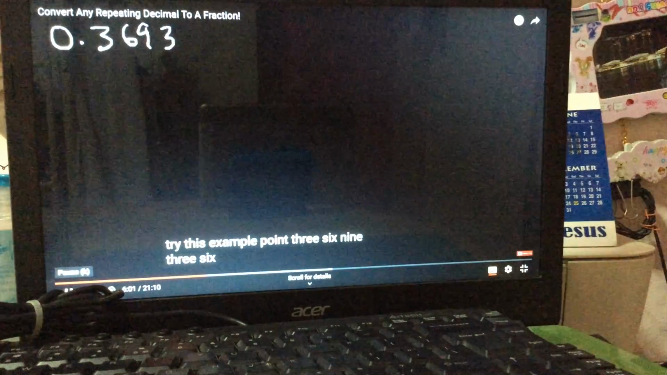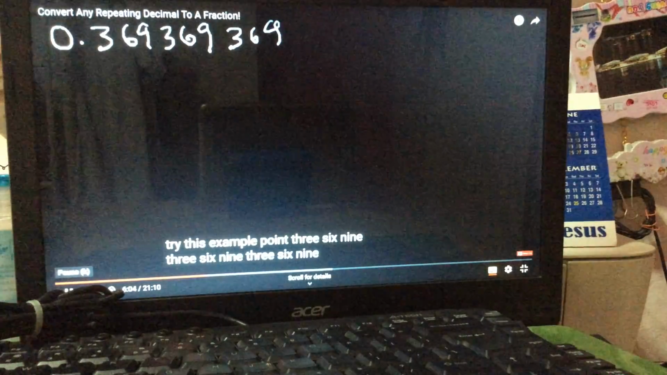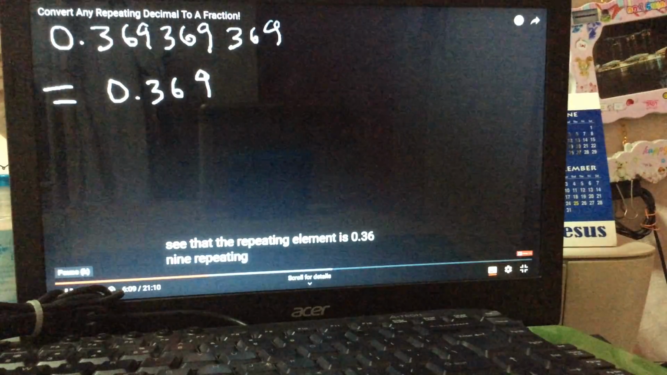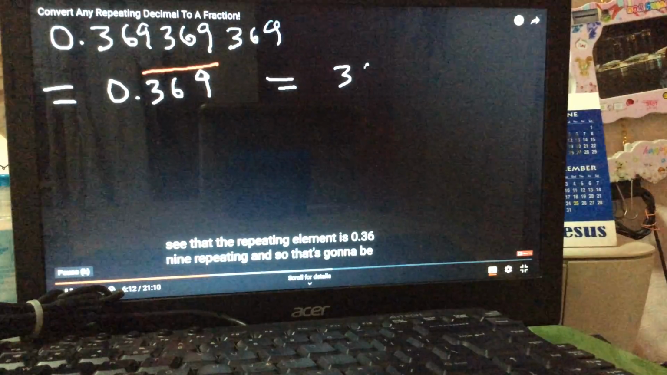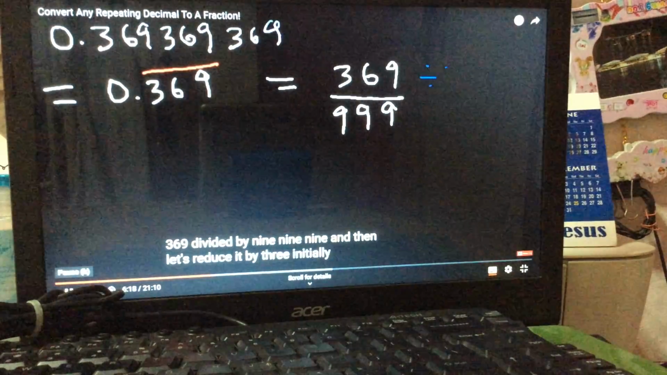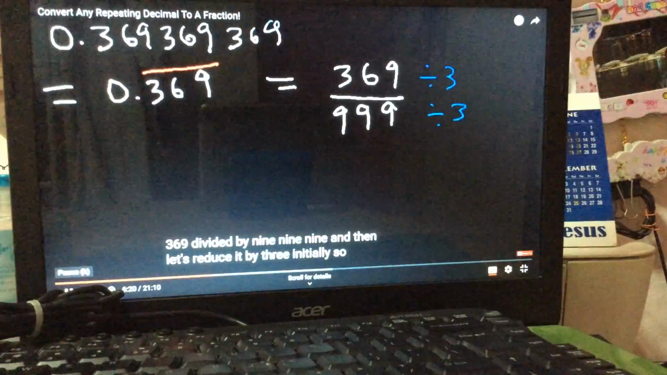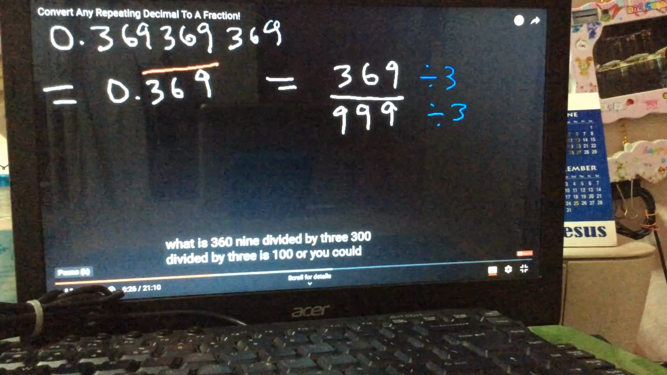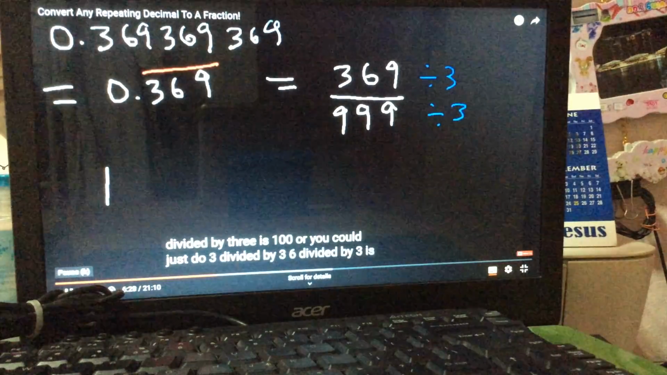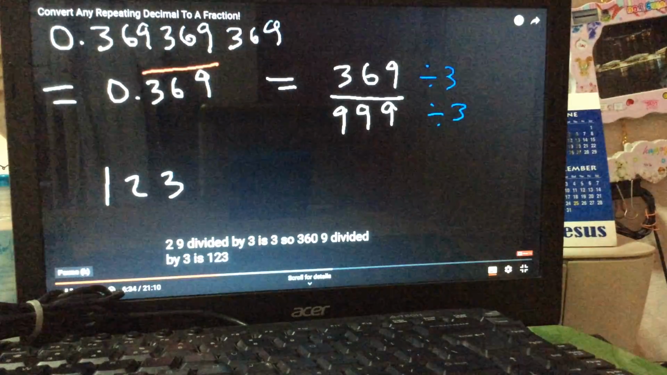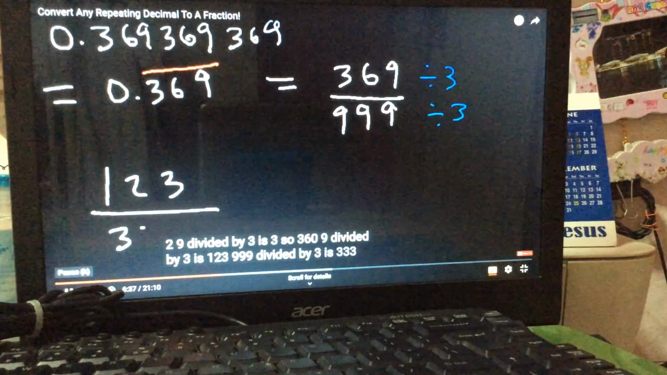Try this example. 0.369, 369, 369. So we can see that the repeating element is 369. And so that's going to be 369 divided by 999. And then let's reduce it by 3 initially. So what is 369 divided by 3? Well, you could just do 3 divided by 3 is 1. 6 divided by 3 is 2. 9 divided by 3 is 3. So 369 divided by 3 is 123. 999 divided by 3 is 333.